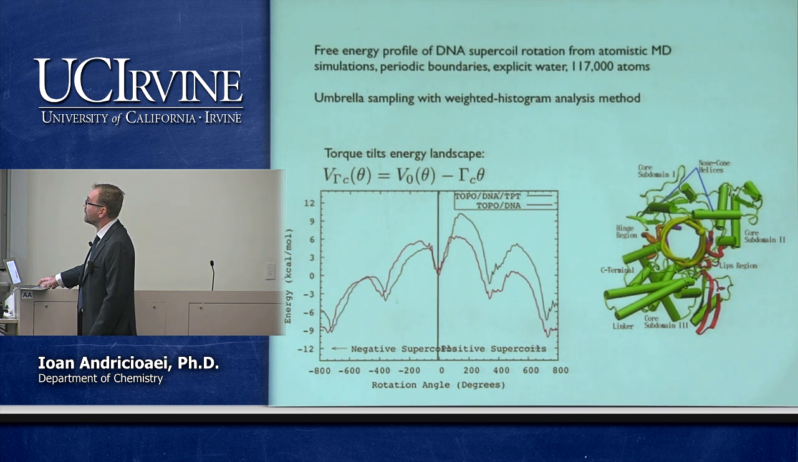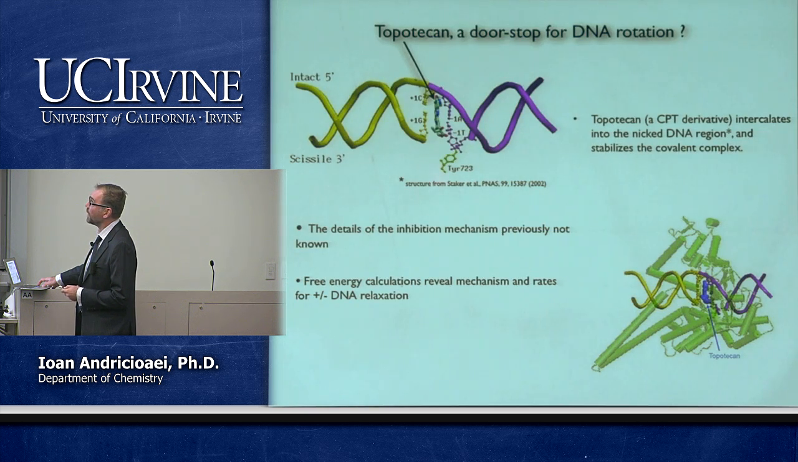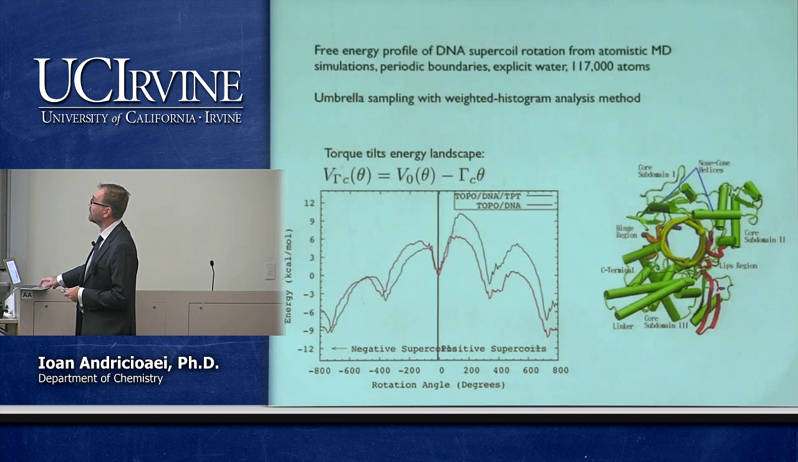Okay? I won't talk about what the two curves are. You can also do this with an anti-cancer drug. If you can inhibit topoisomerase, you can stop DNA replication, so that has medical applications. Okay?